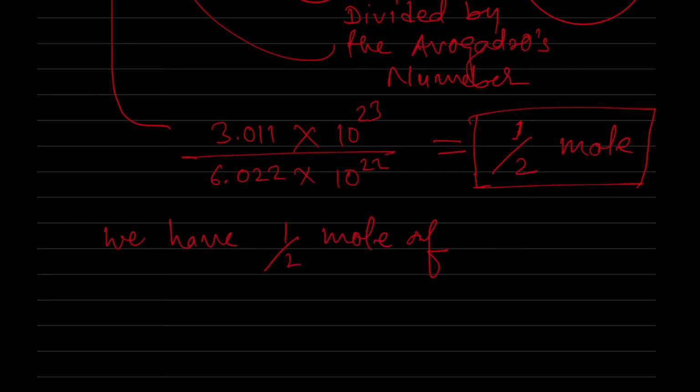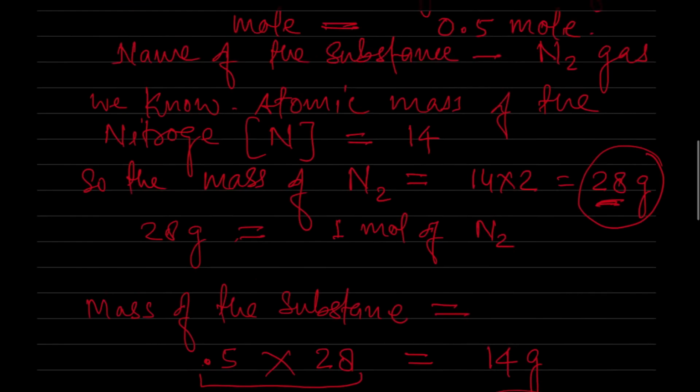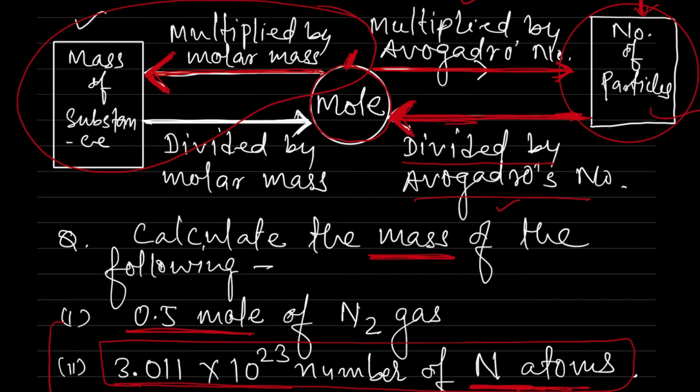of nitrogen atoms. Now with this simple relationship, we will get the mass of the nitrogen atoms. So for getting the mass of the substance, what do we have to do? With this relationship, mole is given and we have to find the mass of the substance. So for getting the mass of the substance, we have to multiply by the molar mass.